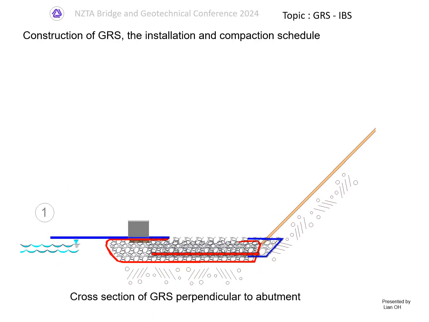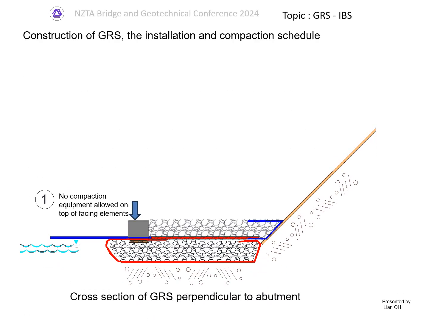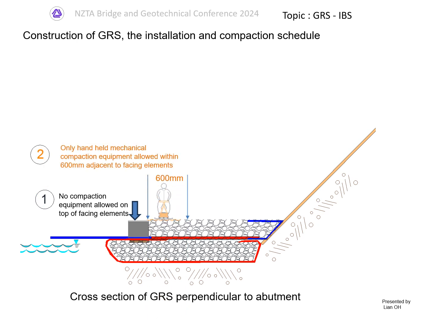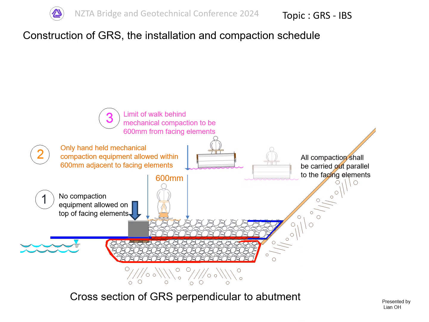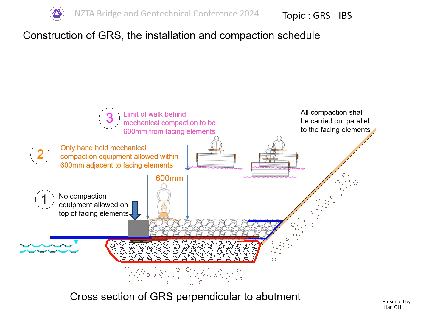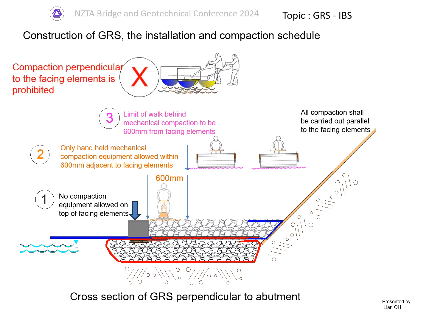For compaction requirements, no compaction is allowed above the facing element. Only handheld mechanical compaction equipment is allowed within 600 mm adjacent to the facing element. Walk-behind mechanical compaction is to be kept 600 mm from the facing element. All compaction shall be carried out parallel to the facing element. Compaction perpendicular to the facing element is prohibited.